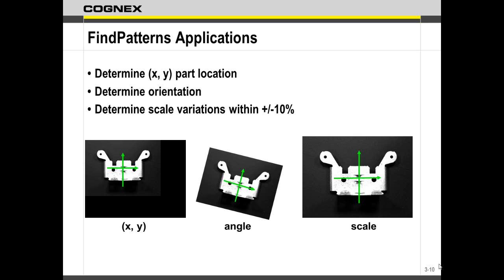It's also going to give you your orientation relative to what was trained. So however it was trained, that's 0. Then any movement from there will be the change in orientation, as well as scale. I can do plus or minus 10% with my find patterns tool. So whatever it was trained as, that's 100%, and then I can go from 90 to 110% from what I had originally trained it from.